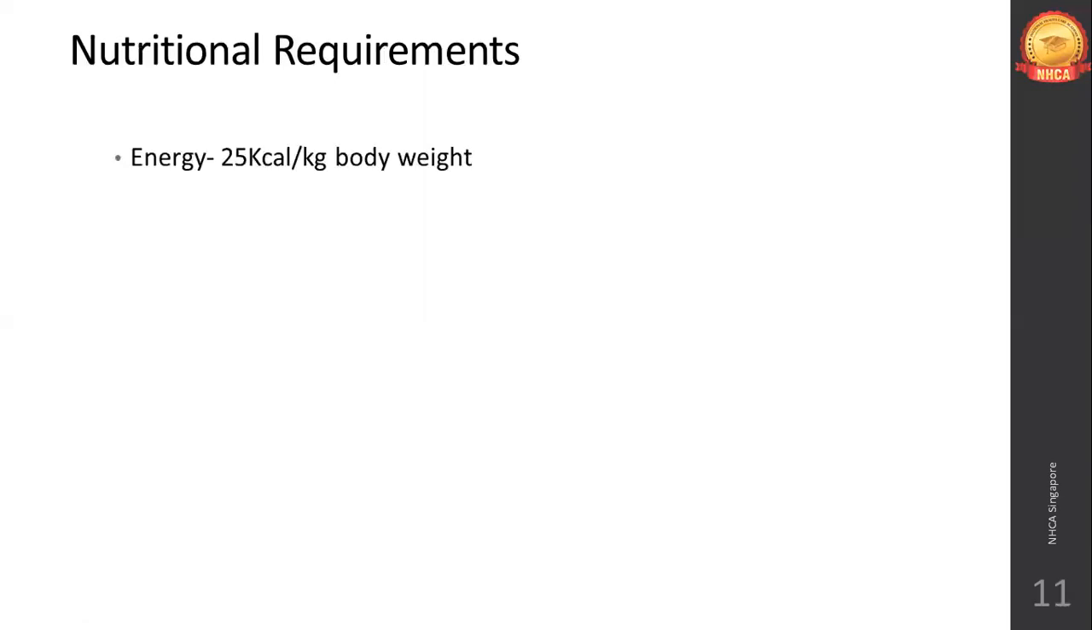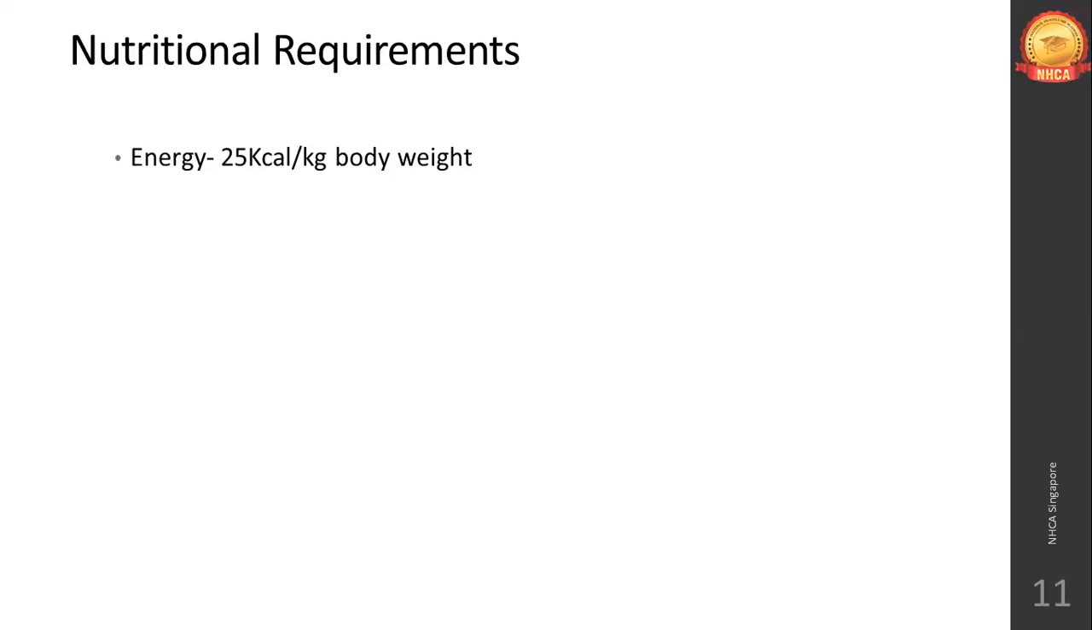Coming to the nutritional requirements of diabetic patients, energy of 25 kilocalories per kg body weight is ideal, specifically when you are dealing with a hospitalized patient. Those who are clinical nutritionists or doctors dealing with a hospitalized patient, 25 kilocalories per kg body weight is maintained.